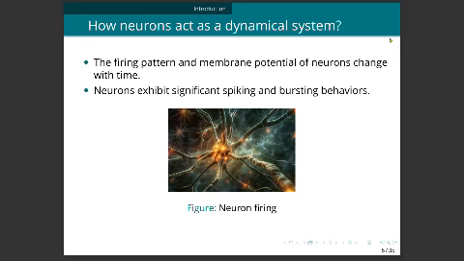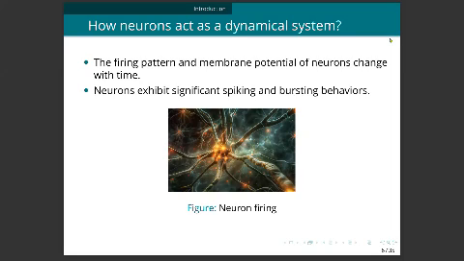Now we want to look at how neurons act as a dynamical system. We see neurons communicate through neurotransmitter transmission, and when an electric signal reaches a neuron, it causes the neuron to fire. This is known as neuron firing, and there is also a potential associated with each neuron. The difference in the interior and exterior potential of the neuron causes membrane potential. These two things change with time.